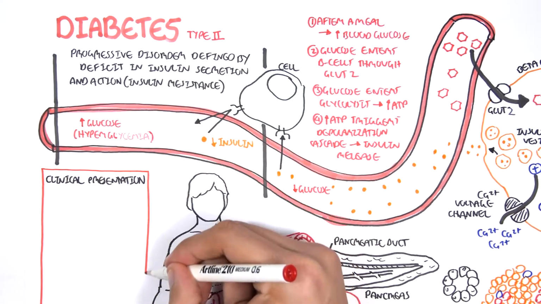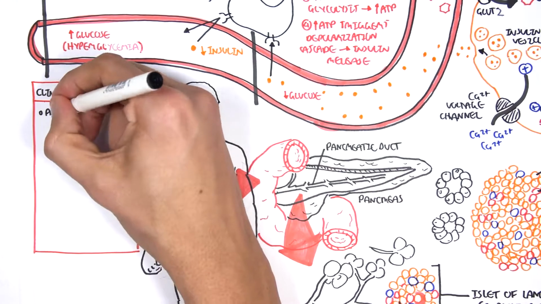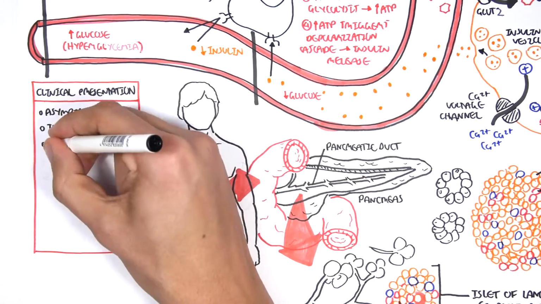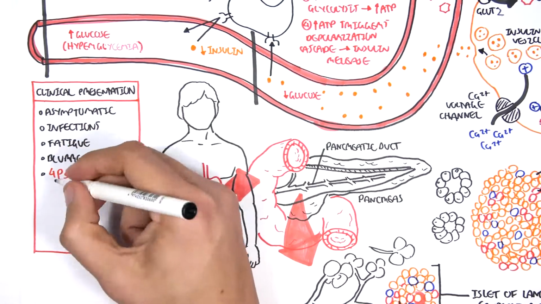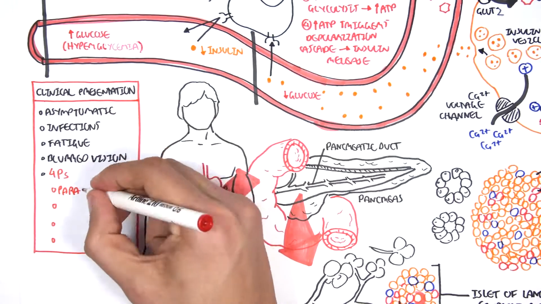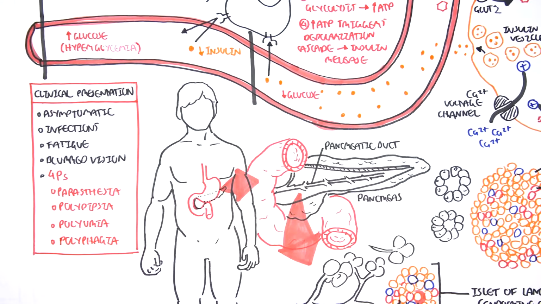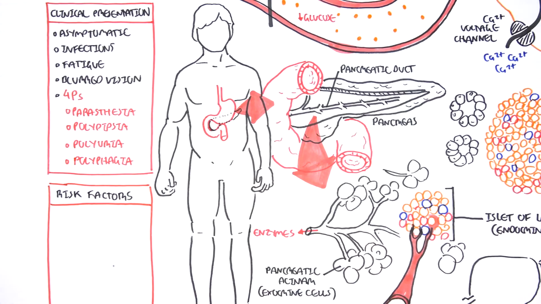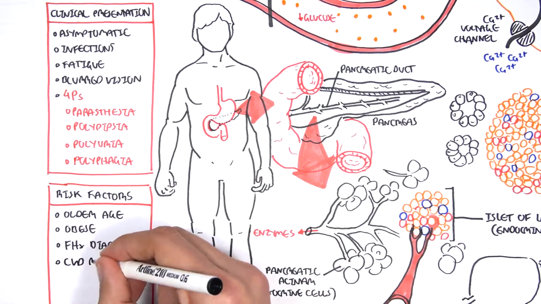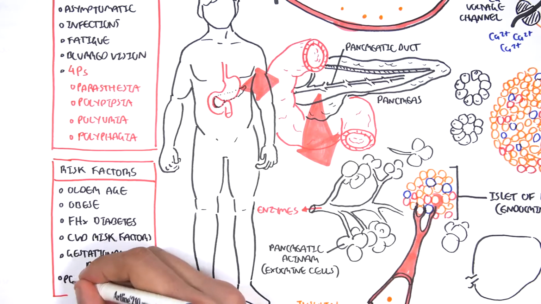A person with diabetes can be asymptomatic for some time. But common signs and symptoms include regular infections, fatigue, blurred vision, and the 4 Ps: paresthesia, polydipsia, polyuria, and polyphagia. The risk factors for diabetes include older age, obesity, having a family history, having other cardiovascular disease risk factors, gestational diabetes, and polycystic ovarian syndrome.